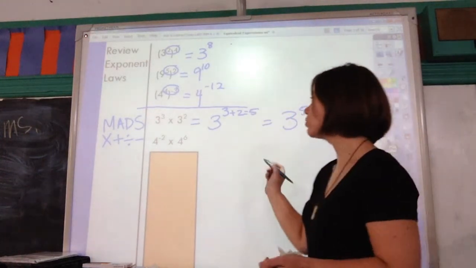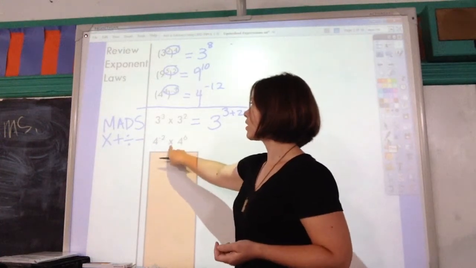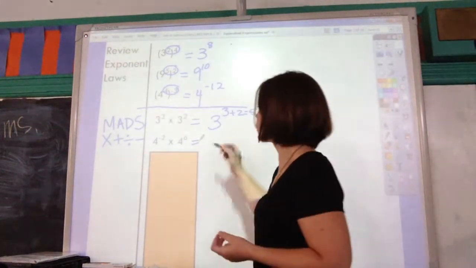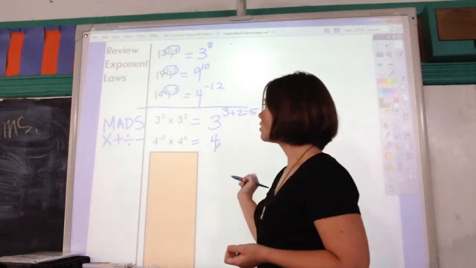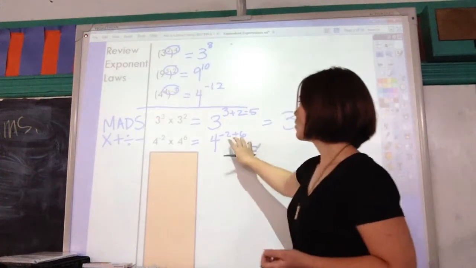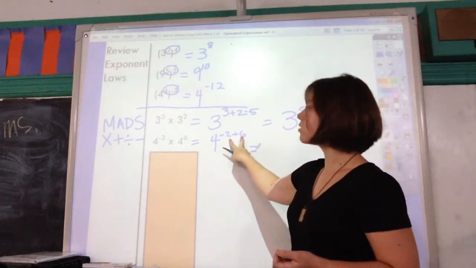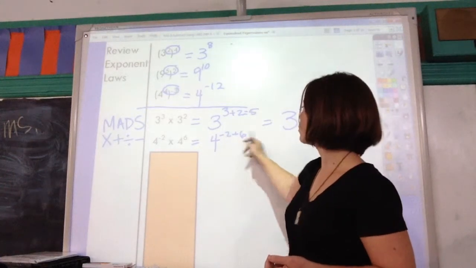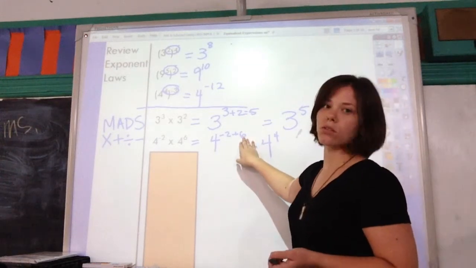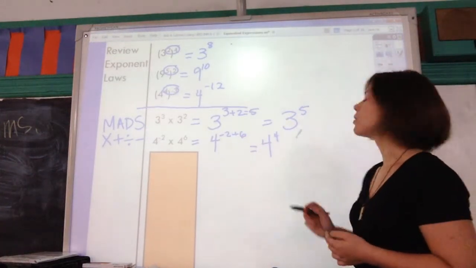4 to the negative 2 times 4 to the 6th. I have a common base, and I'm multiplying, so I can use maths. When I multiply, keep my base and add the exponents. Keep my base of 4 and add my exponents. Negative 2 plus 6. This is what you are reviewing in math intervention this week, so remember, when the signs are different, find the difference. 6 minus 2 is 4, and then you keep the sign of the greater digit. 6 is the greater digit, and it's positive, so my exponent is positive 4.